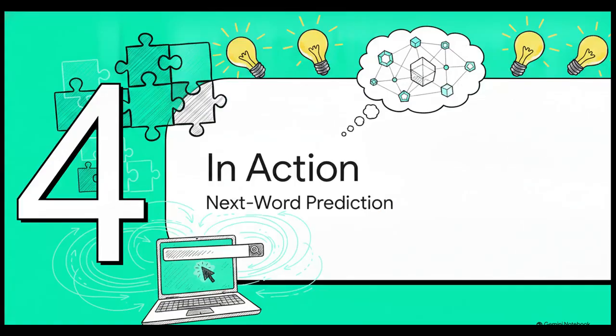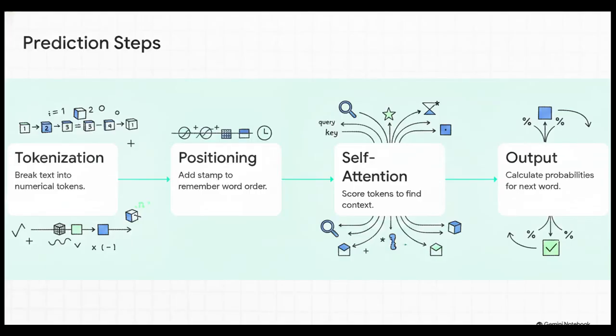Section 4. In action, next word prediction. Now that we have all the puzzle pieces on the table, let's walk through what actually happens when you type a prompt. Let's look at the step-by-step journey of next word prediction in a decoder model. Step 1 is tokenization. The AI takes your input text and breaks it down into numerical tokens, because remember, machines only speak math.